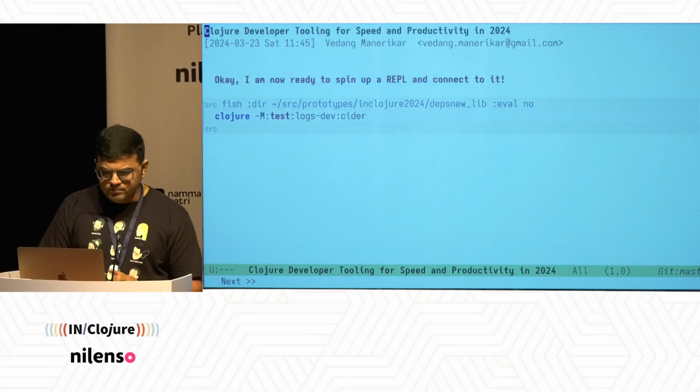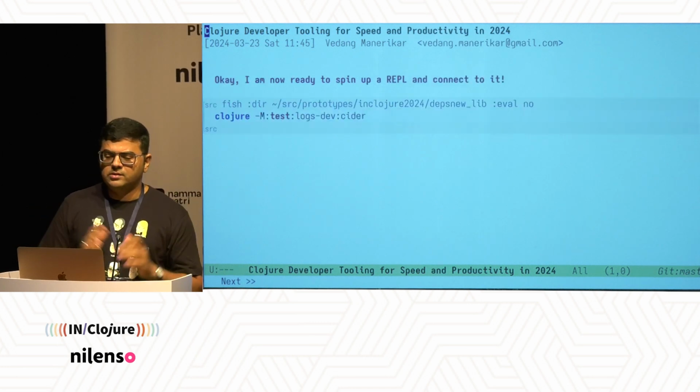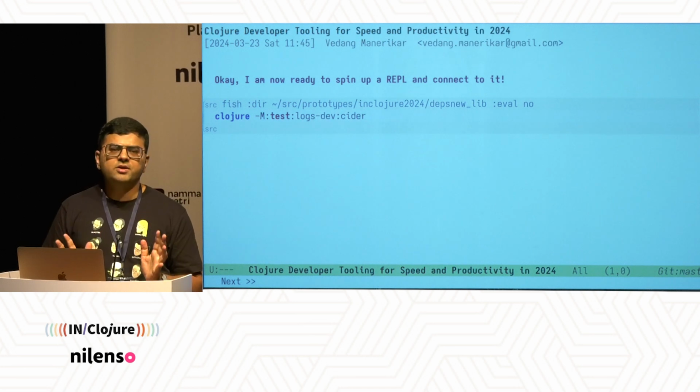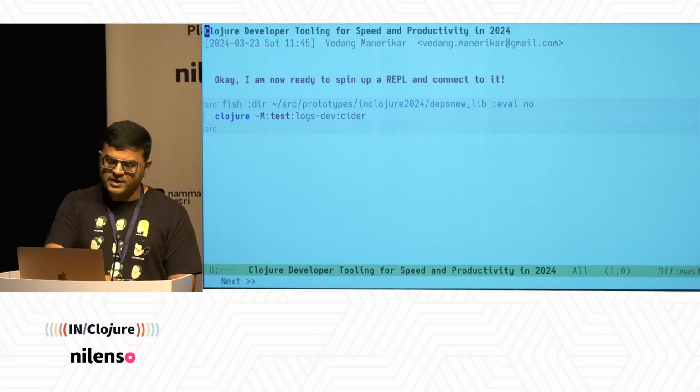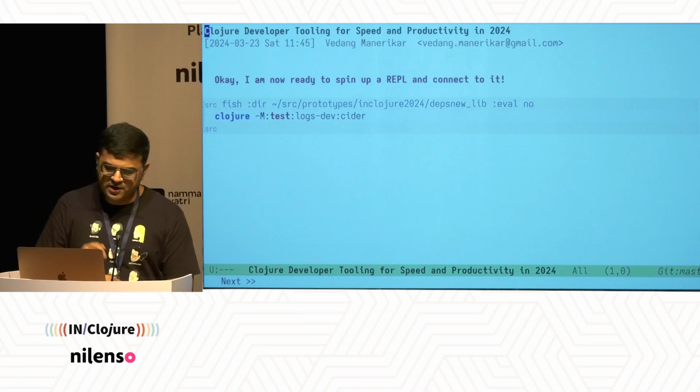References for neil. Okay, moving on. So now I have a bare bones project, and I have the aliases that I want. I'm going to start that project. We have seen the test alias, it was added by deps-new. We have seen cider, we just added it.